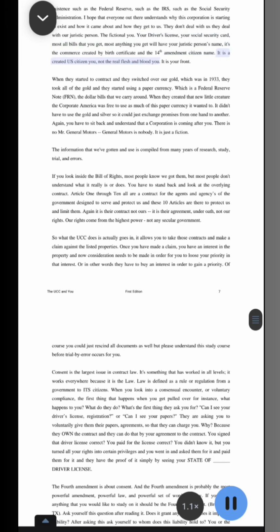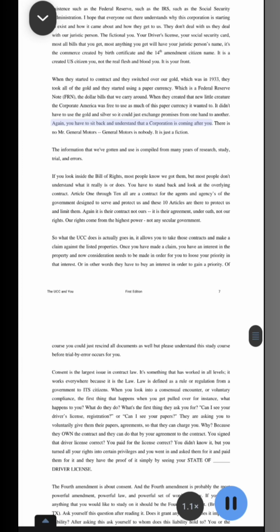It is a created U.S. citizen you, not the real flesh and blood you. It is your front. When they started to contract and they switched over our gold, which was in 1933, they took all of the gold and they started using a paper currency, which is a Federal Reserve note, FRN, the dollar bills that we carry around. When they created that new little creature, the corporate America was free to use as much of this paper currency as it wanted to. It didn't have to use the gold and silver, so it could just exchange promises from one hand to another.